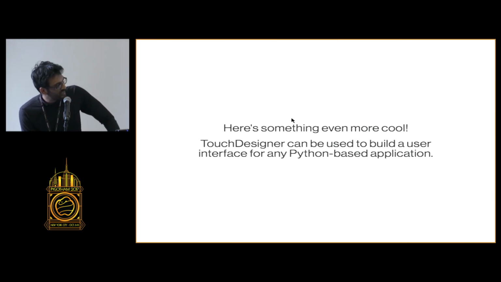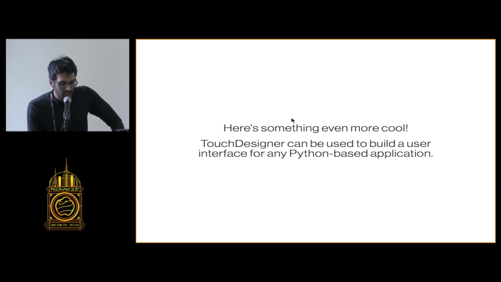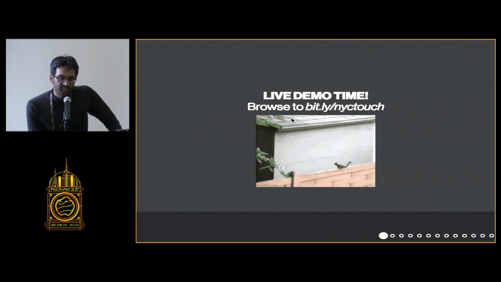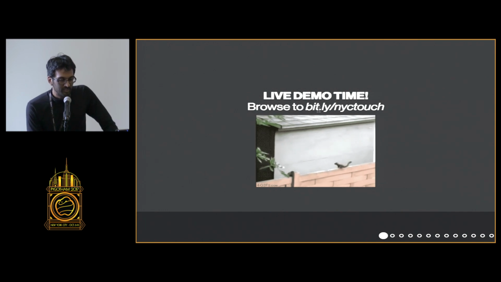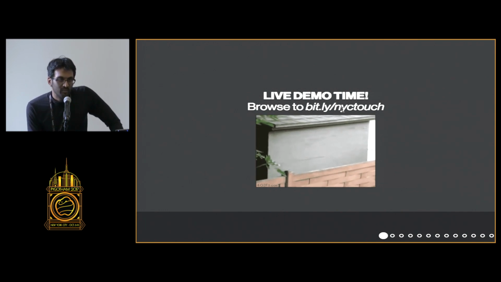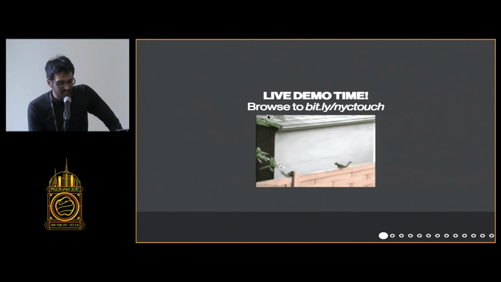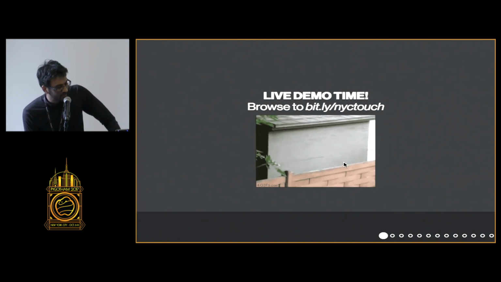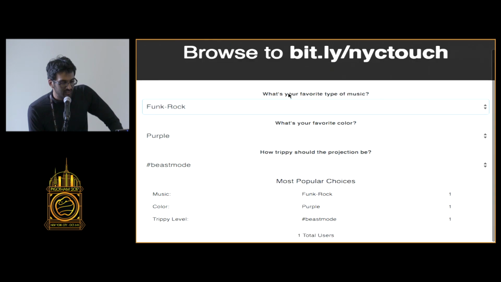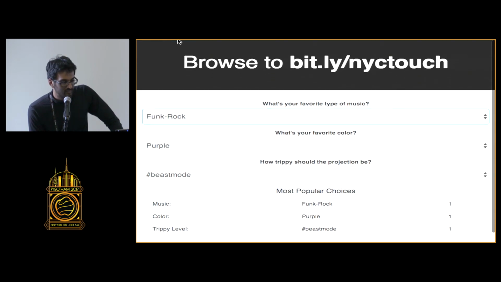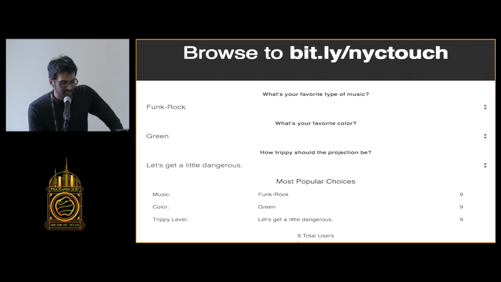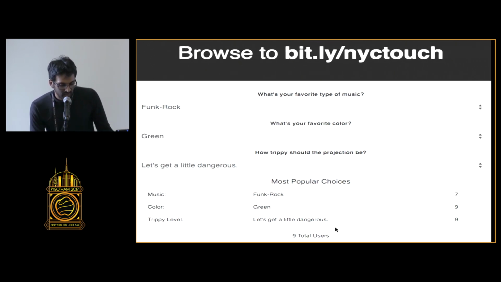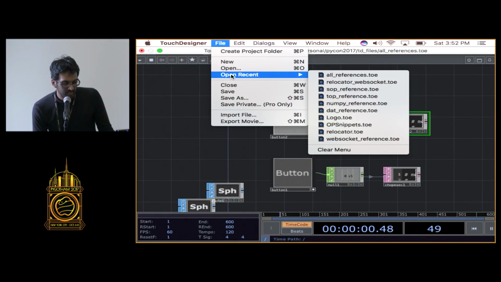So this is a really simple example, but any Python script application you have can be controlled with TouchDesigner. So, live demo. If you have your phones on you, you can go to this website, bit.ly/nyctouch. And there's always the chance it'll end up like this squirrel, which would be equally entertaining. But you will see a client that looks like this. Let me reload it. Cool, so we have some users logging on. That's awesome.